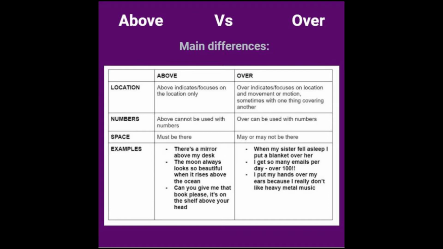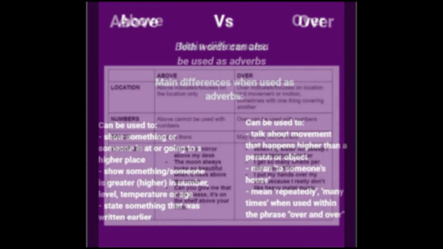Now let's look at numbers. When we want to talk about numbers, we use over. So for example, I get so many emails per day, over 100. But we could not say, I get so many emails per day, above 100.